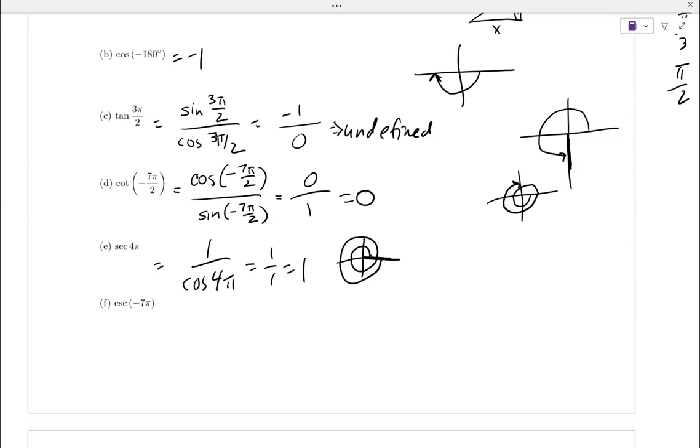Let's do the last one. Cosecant is 1 over sine. Now, I like to visualize what's going on personally. Go negative all the way around is 2 pi. Another time around is 4 pi. So another time around is 6 pi. And now I made a heart.